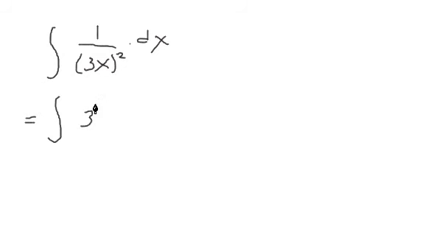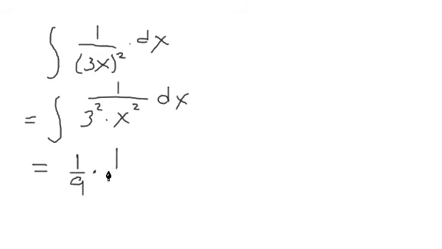So this becomes 3 squared and then x squared, and then of course, all 1 over all of it. And then we can rewrite it again, and now here's something I haven't mentioned. Let's say I have this, 3 squared is 9, right? 1/9 times 1 over x squared dx, and we have the integral sign written here.